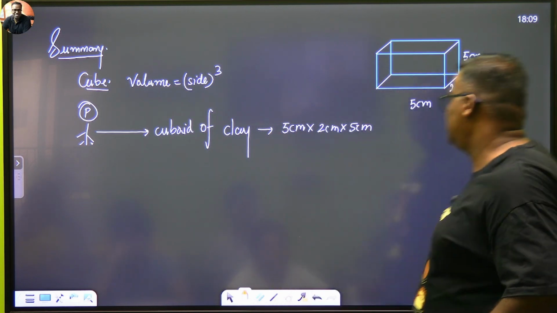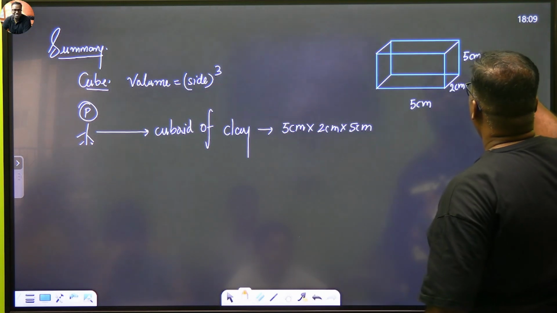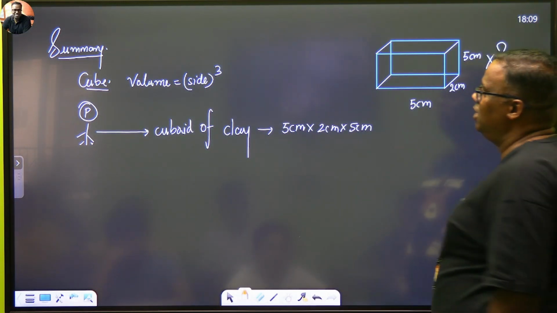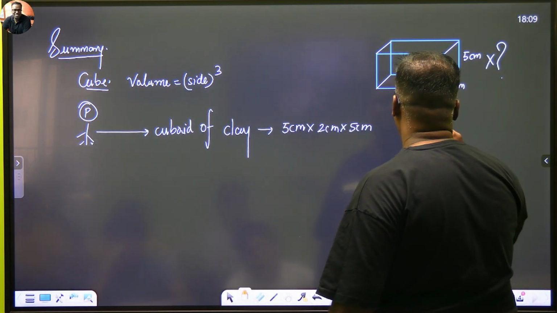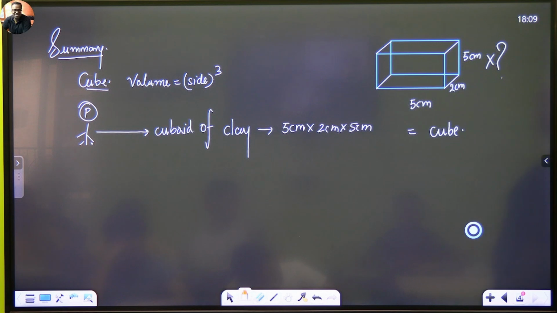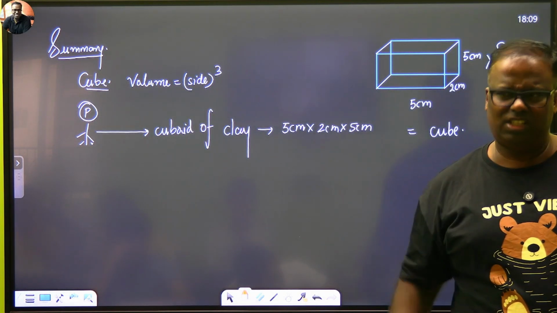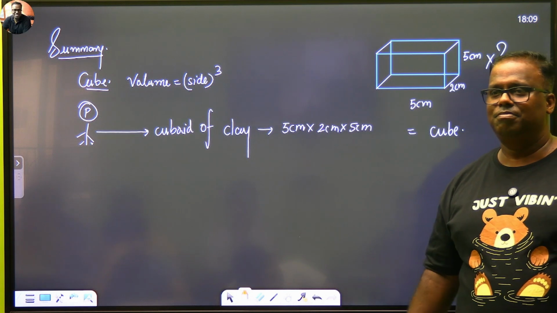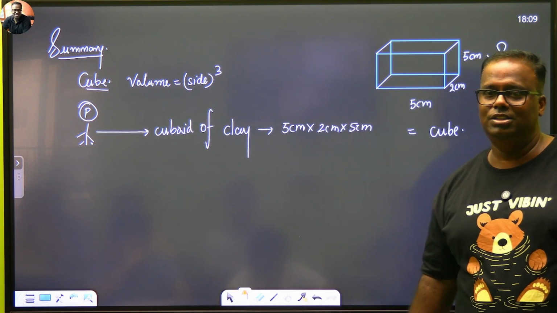Now the question is same. This fellow wants to know how many such cuboids should I use so that I finally get what? A cube. How will you answer this question? First think. Don't try to write steps. First think. How will you make it a cube?